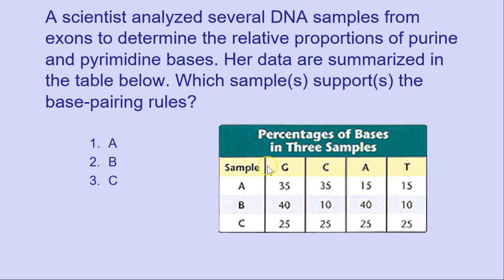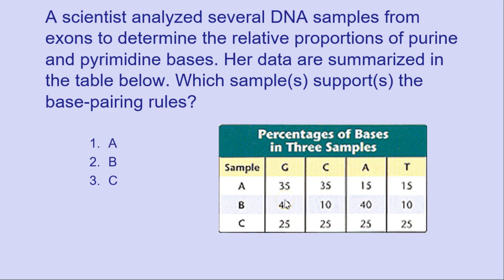Well, let's think about it. If I have 35% guanine, and I know that guanine bonds with cytosine, then I have to have 35% cytosine. I do. And then that is 70%, so I only have 30% left over for my ATs, right? Well, then I just split it in half. 15% is adenine, 15% is thymine. Okay, that does support our base pairing rule.